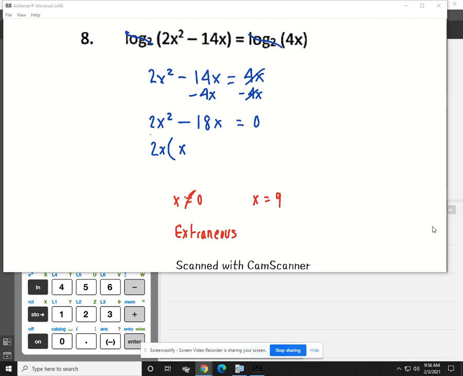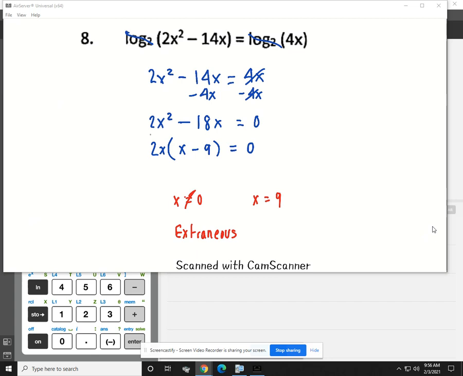Now go to the second term. What's negative 18 divided by 2? There's where your 9 came in, right, Deanna? And then what's going to happen to x divided by x? Cancels, gone. So when I factor out that greatest common factor of 2x, it leaves me with x minus 9.